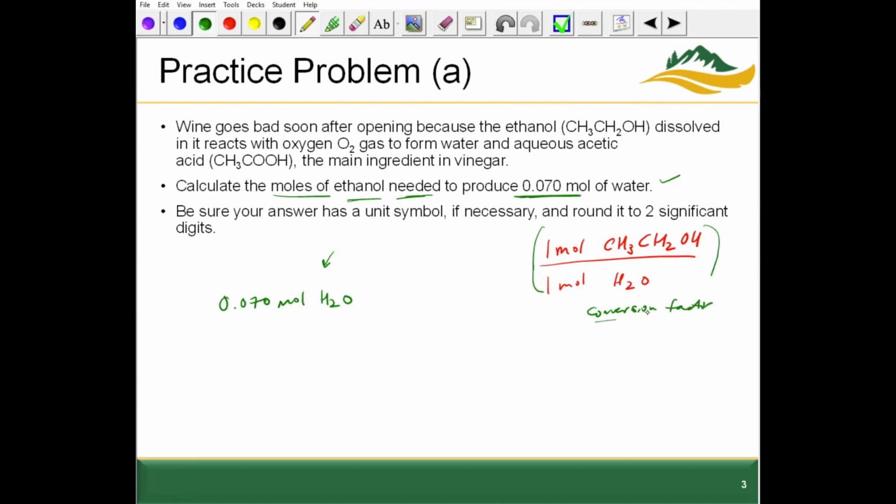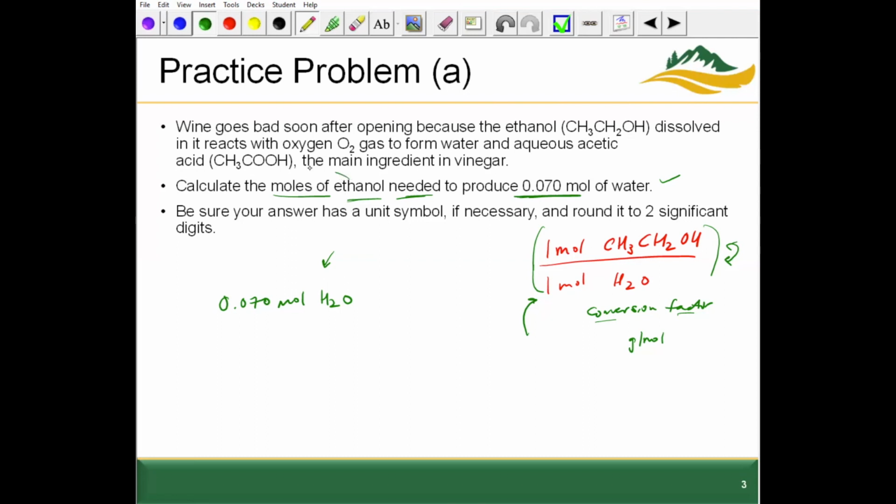So some other conversion factors we've seen: 1,000 milligrams in a gram, the grams per mole, or the molar mass of different compounds or molecules, or atoms as well. This is another conversion factor technically, right? So it converts 1 mole of ethanol to 1 mole of water and vice versa. So we can use this conversion factor to connect moles of water to moles of ethanol.